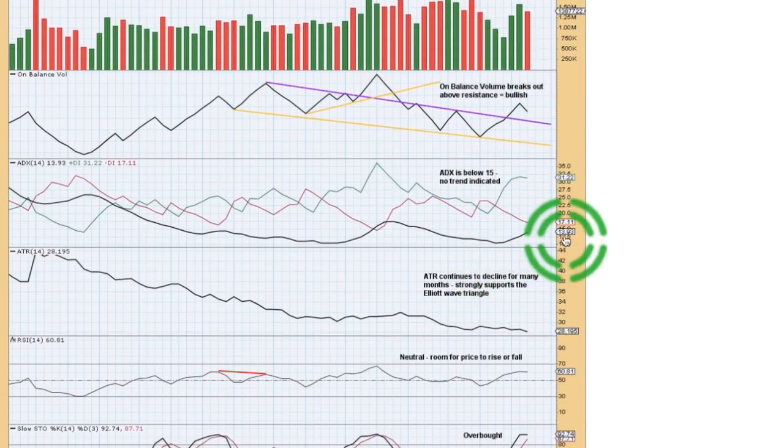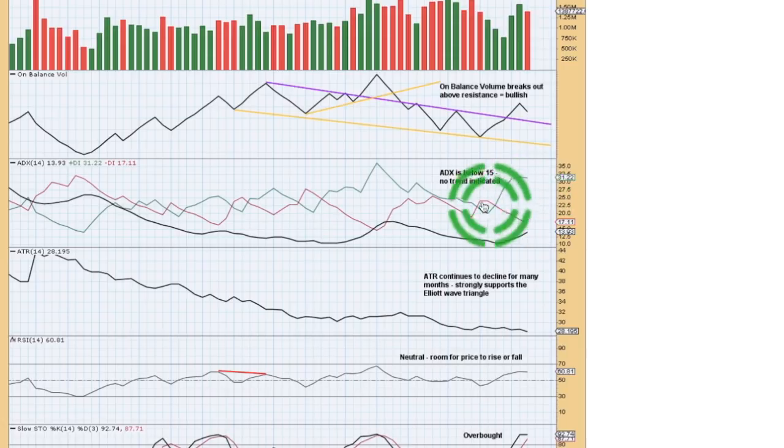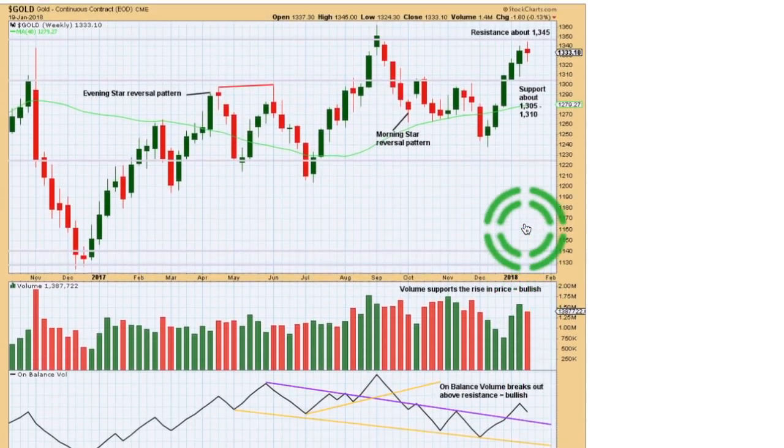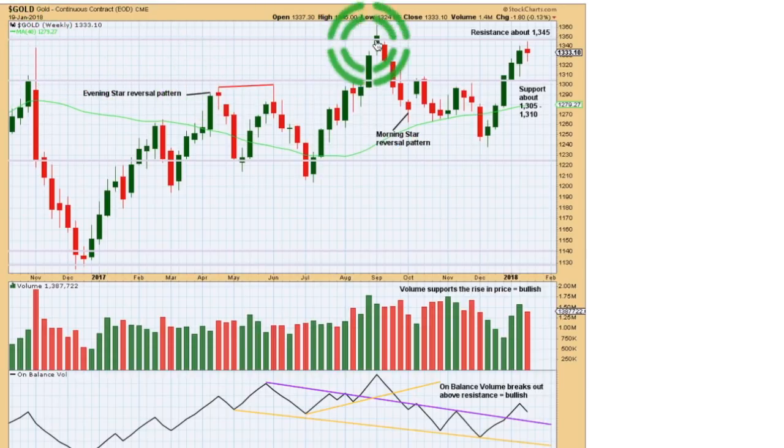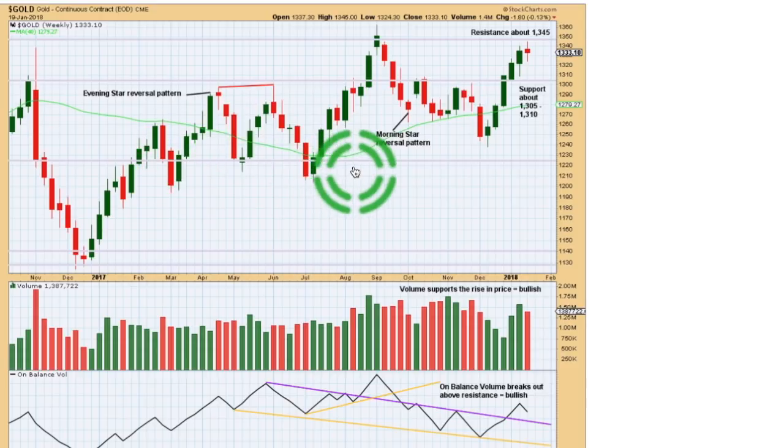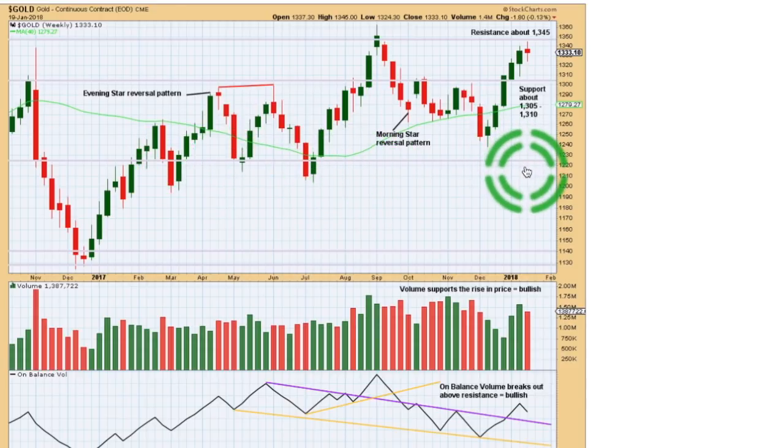ADX is still below 15. It's too low to tell us that at this stage, at the weekly time frame, there is a new trend, and the positive and negative DX lines have been whipsawing about each other. Price is still essentially range bound with resistance about and just above 1345 and final support around just above 1220.